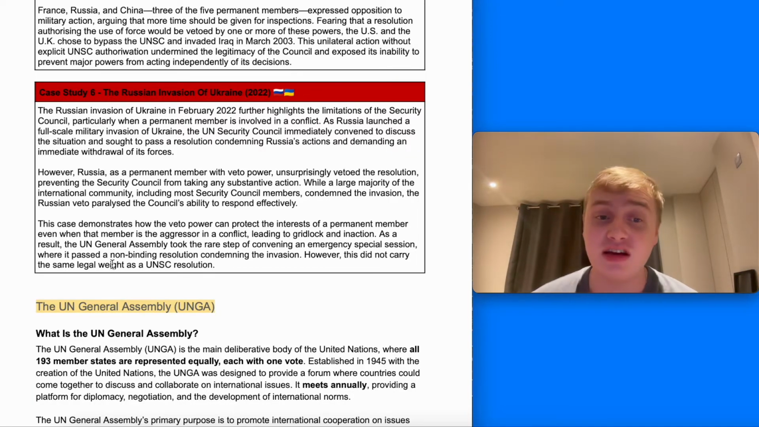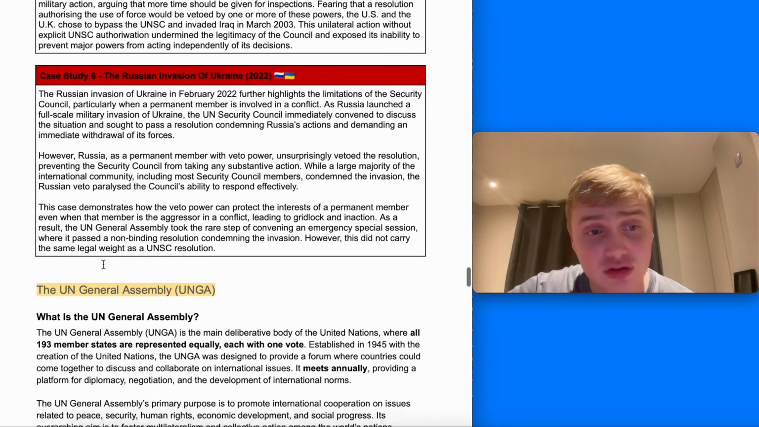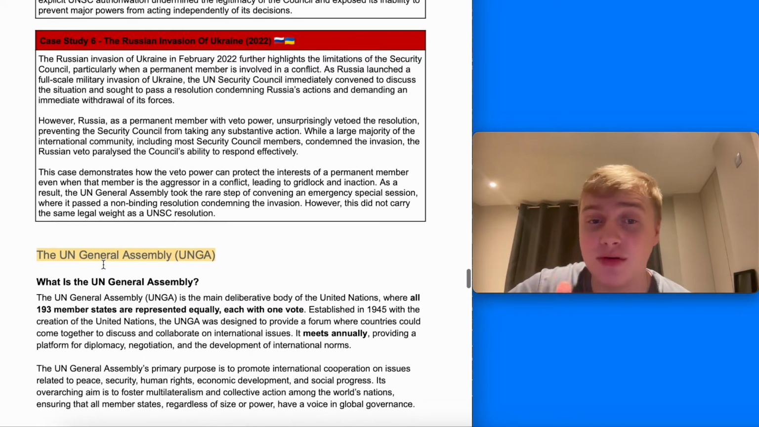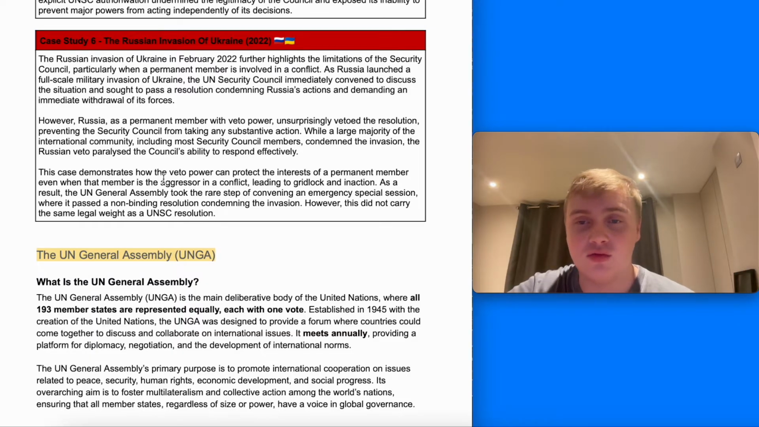And this demonstrates how the veto power can protect the interests of permanent members, even when that member state is the aggressor in a conflict, leading to gridlock and inaction. As a result, the UN General Assembly actually took the rare step of convening an emergency special session, where it passed a non-binding resolution condemning the invasion. However, this didn't carry the same legal weight as a UN Security Council resolution.